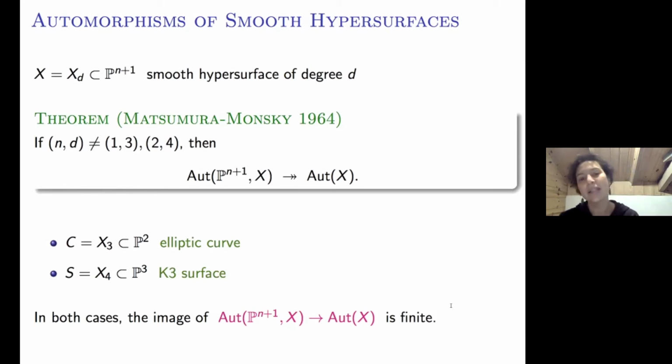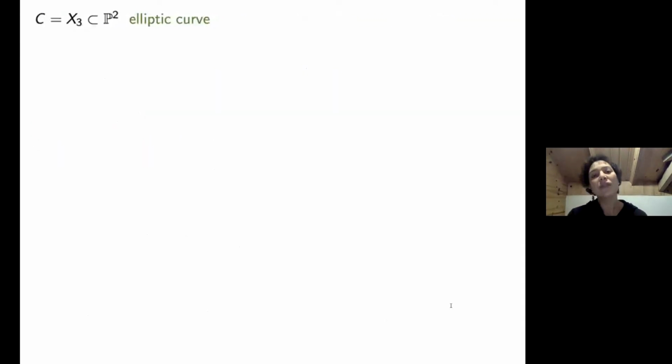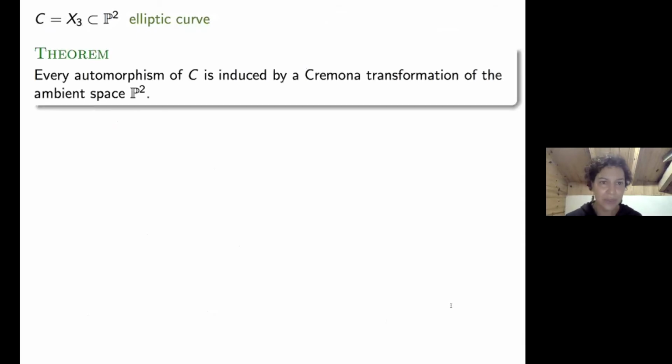So in these cases, the automorphism group might be infinite, while, as I mentioned, the subgroup induced by automorphisms of the ambient space is finite. So where do these automorphisms come from? In the case of an elliptic curve, there is a very nice folklore result that says that every automorphism of C, so the group of automorphisms is infinite, but every automorphism of C is induced by a Cremona transformation of the ambient space P2.